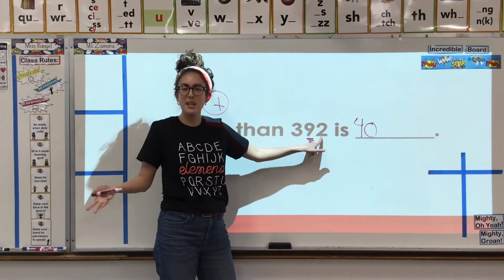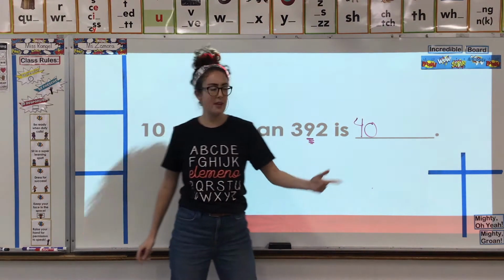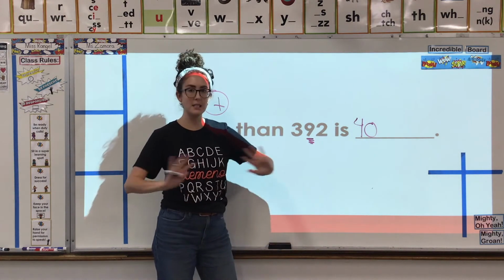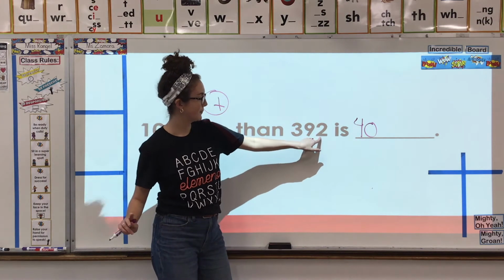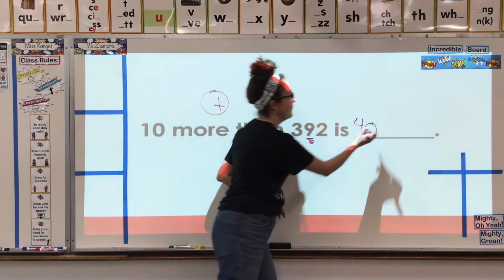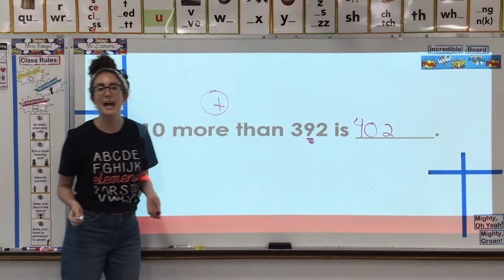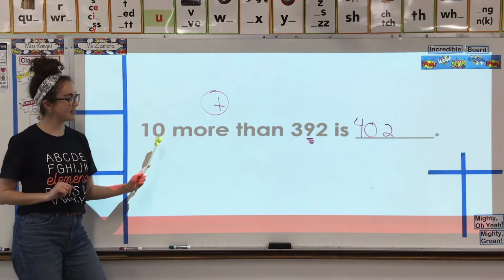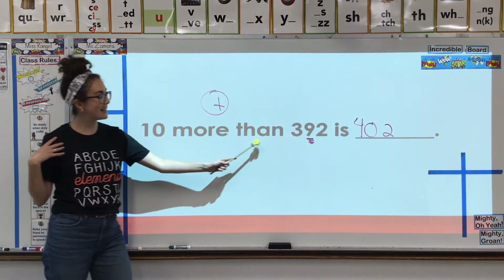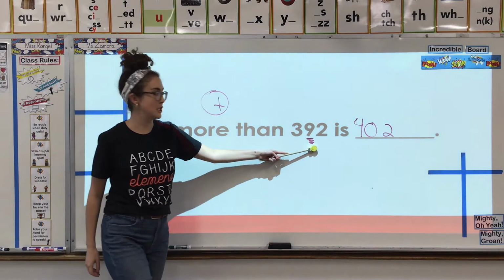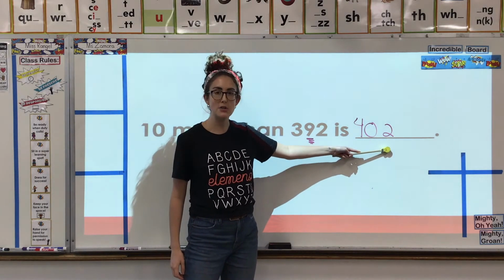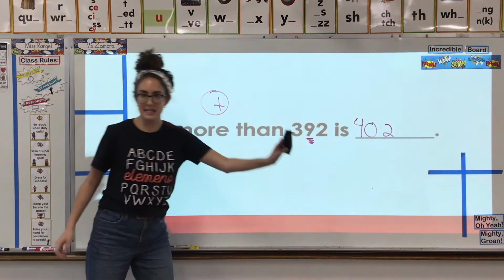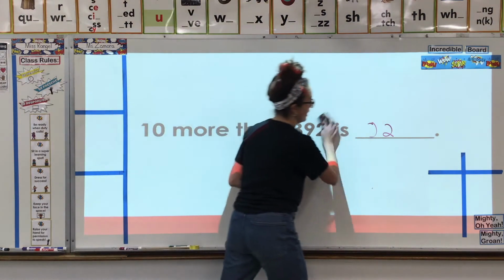And then, did we touch the 2s? Did we do anything? And then what about the 1s place? Did we touch the 1s place at all? Did it change? No, it didn't change because all we were doing was adding a 10. So, what's our final sentence, second grade? It says 10 more than 392 is 402. Good job. Okay, let's reset our board and talk about another one. Reset, reset.